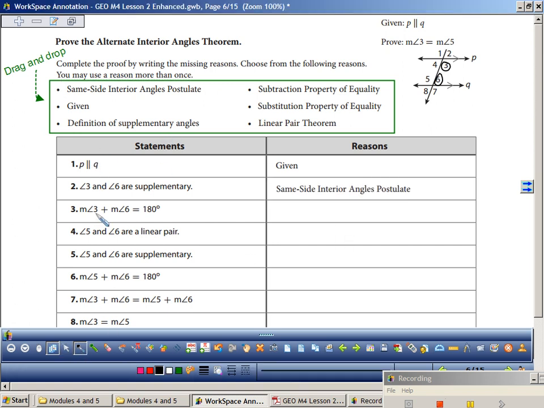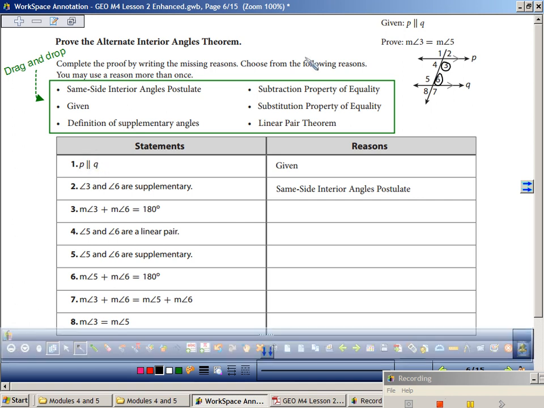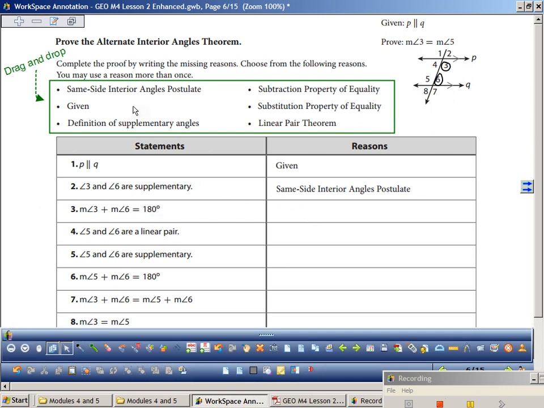Okay, so now I always keep going. I go back and I say, okay, so if these are parallel, then I know 3 and 6 are supplementary. Therefore, the measure of 3 and 6 equals 180 degrees. How do I know? Definition of a supplementary angle. Good. You see how it flows?